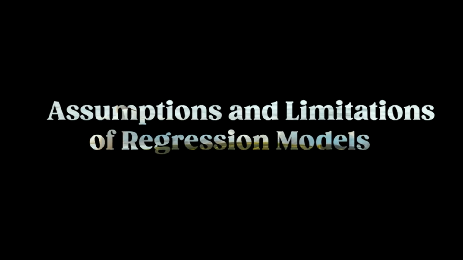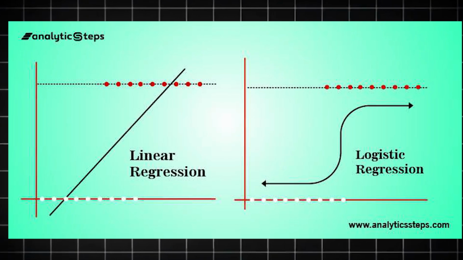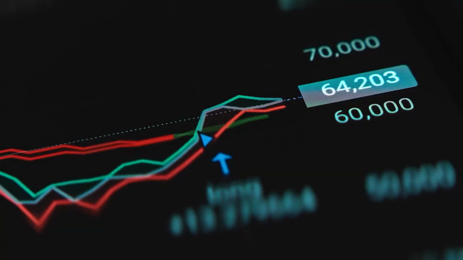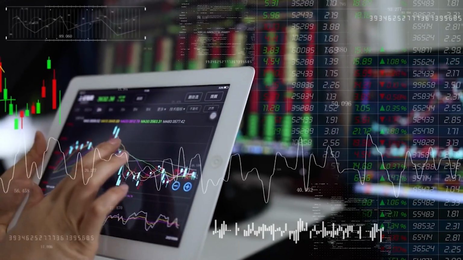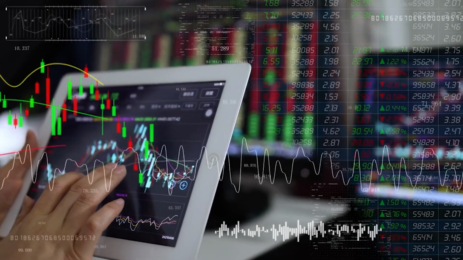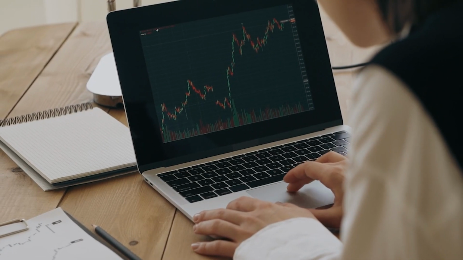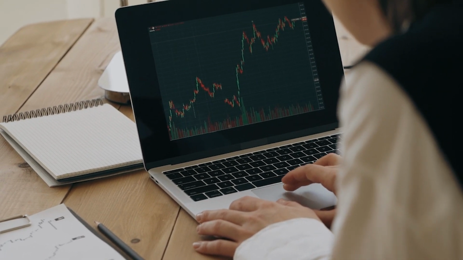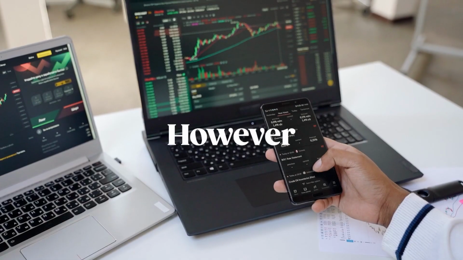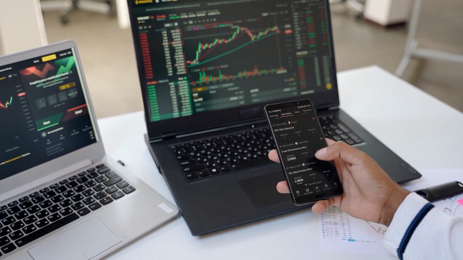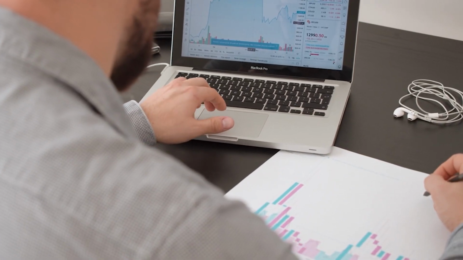Assumptions and limitations of regression models. Both linear and logistic regression models operate on key assumptions. Linear regression assumes that there is a linear relationship between variables, meaning the change in the dependent variable is proportional to the change in the independent variable. Logistic regression, on the other hand, assumes that the relationship between predictor variables and the log odds of the dependent variable is linear. However, these assumptions don't always hold in real-world financial data, where relationships are often nonlinear and complex.